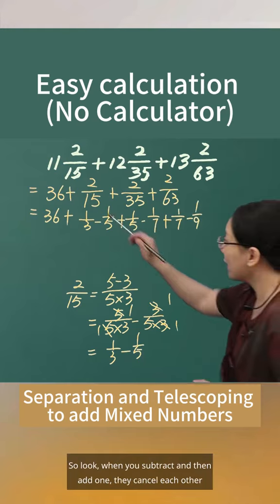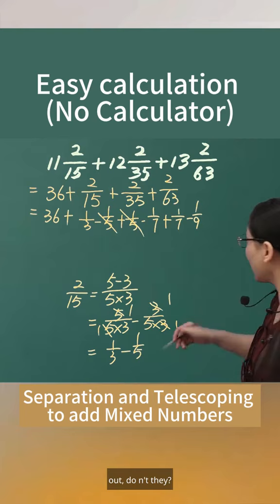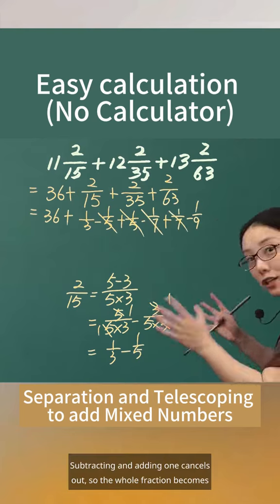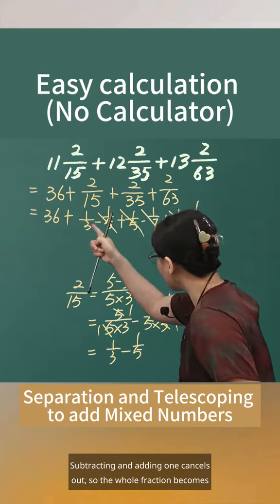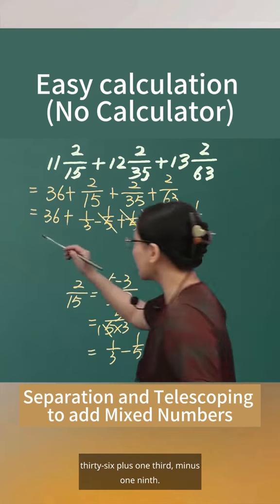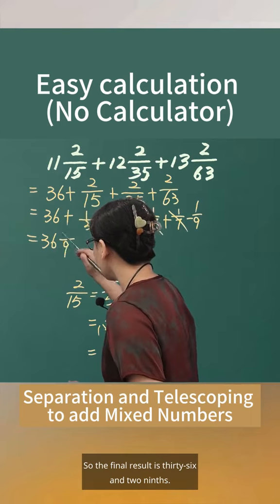So look, when you subtract and then add 1, they cancel each other out, don't they? Subtracting and adding cancels out, so the whole fraction becomes 36 plus 1/3 minus 1/9. So the final result is 36 and 2/9.